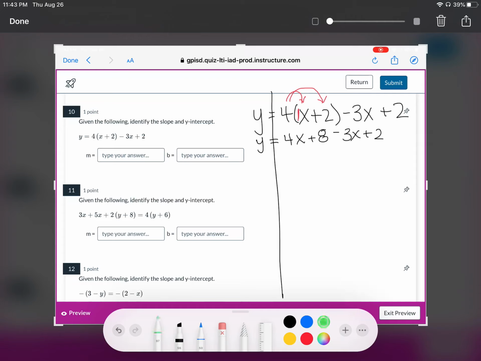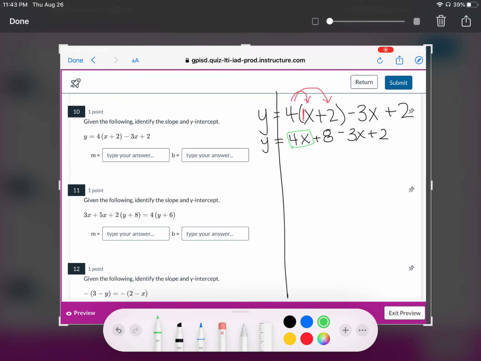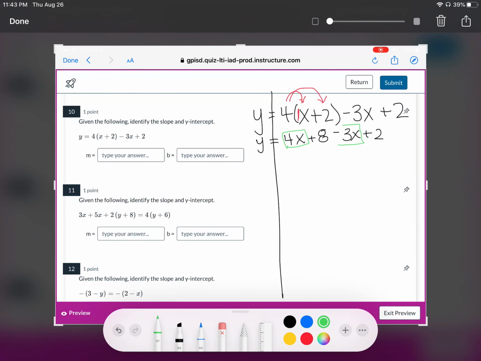Next, step 2 is combine. Is there anything that I can combine with the 4x? Minus 3x. Hopefully we know this in our head, but if we write those together, you end up with 4 minus 3, and write that number in. Hopefully you know what that number is. And then we also are going to combine. We have a positive 8 and a positive 2. Once again, hopefully we know what that number is.